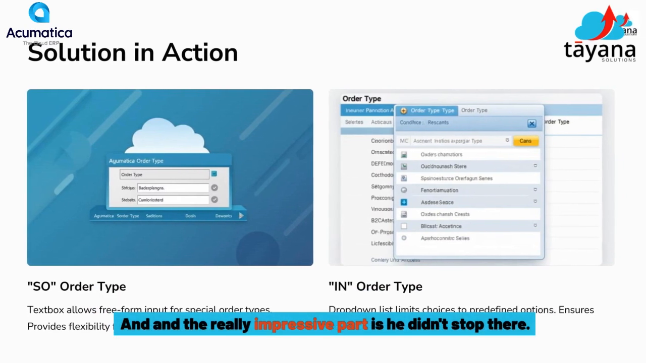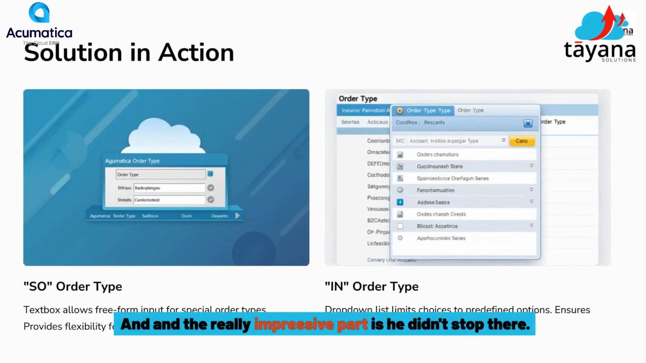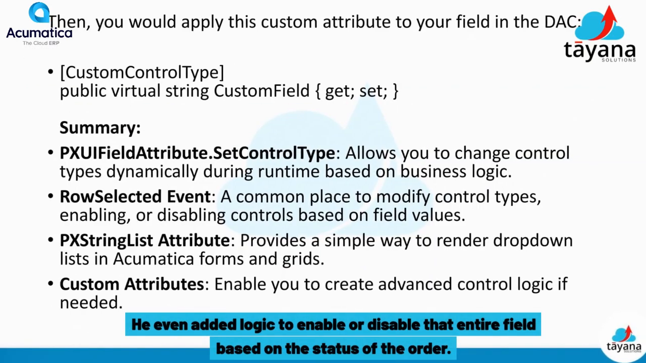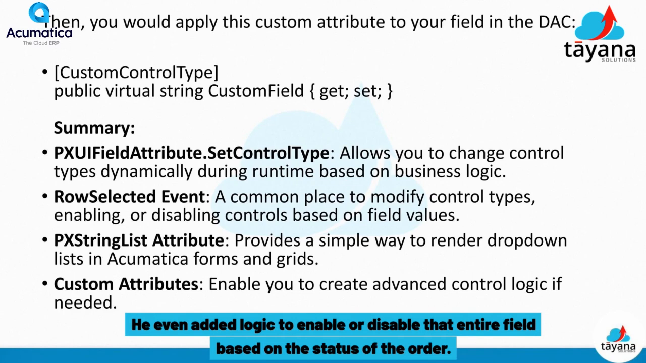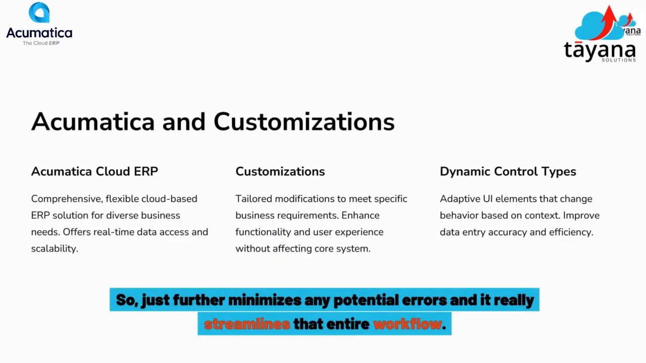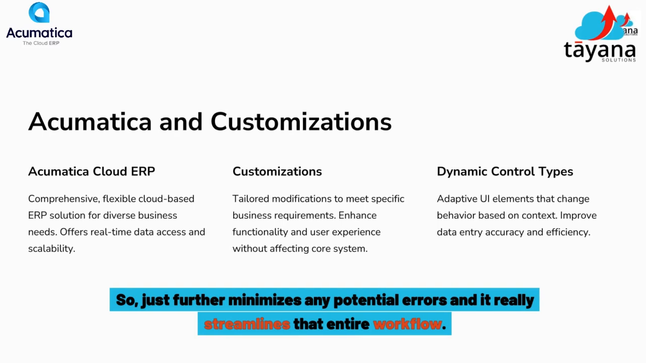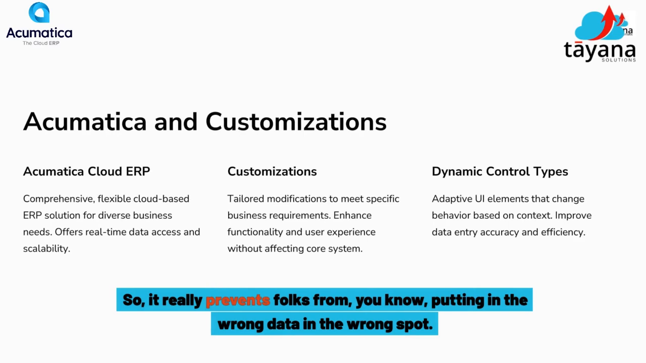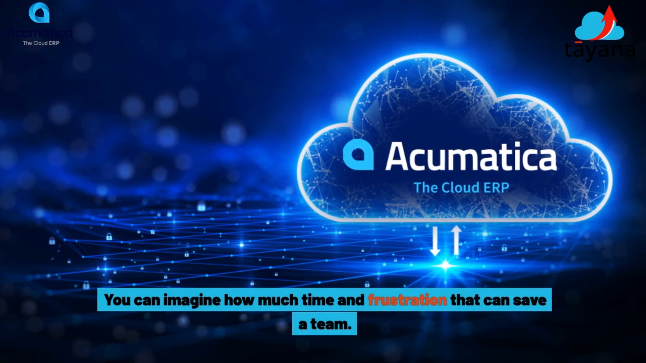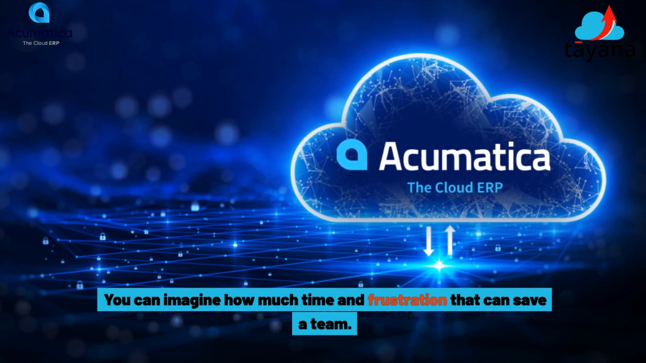Exactly. And the really impressive part is he didn't stop there. He even added logic to enable or disable that entire field based on the status of the order. So it further minimizes any potential errors and streamlines the entire workflow. It really prevents folks from putting the wrong data in the wrong spot. You can imagine how much time and frustration that can save a team.